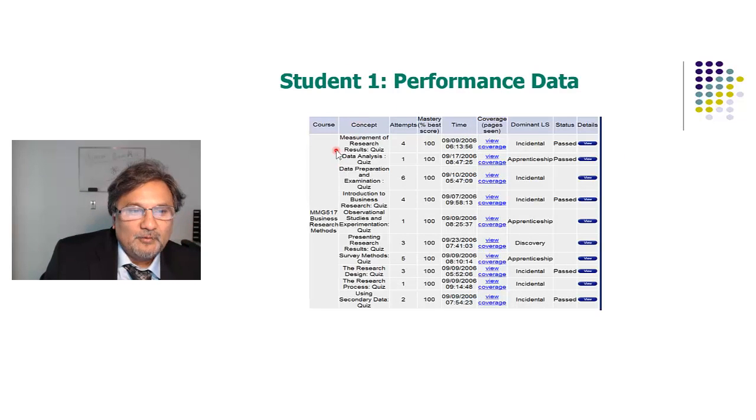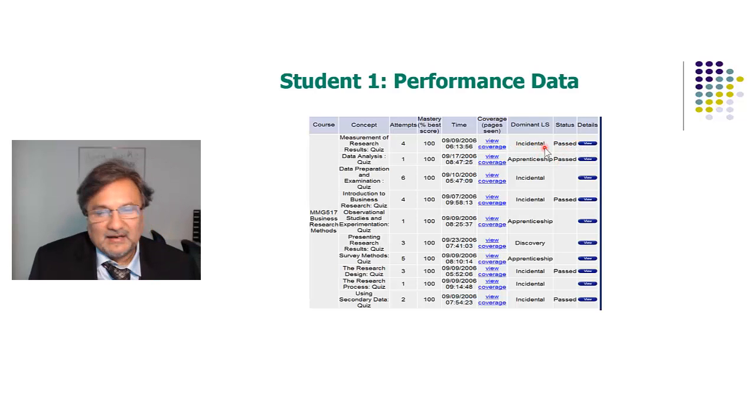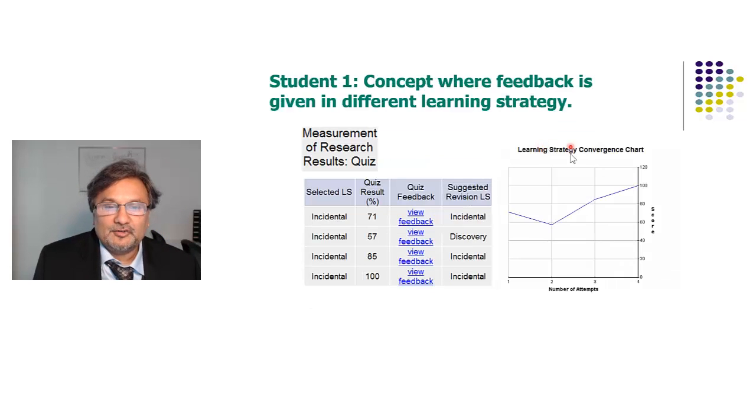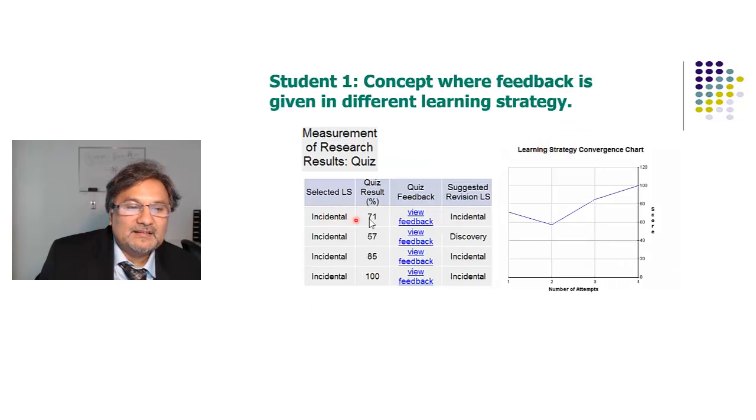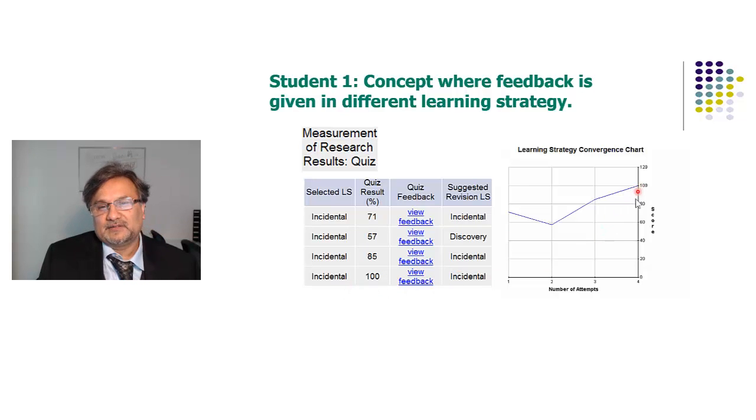This is student 1. You can see that for concept 1, he took 4 attempts, and he was an incidental learner, and he passed that. This is across 5 different learning strategies. He starts with 71. He didn't do so well because our threshold is 80%. He does incidental, so we move him to discovery learning. Then he comes back to incidental again. He does very well, 85%, and then he gets 100% competency.